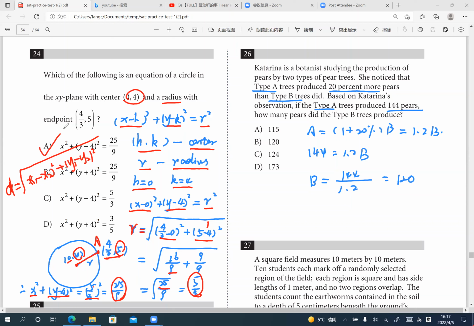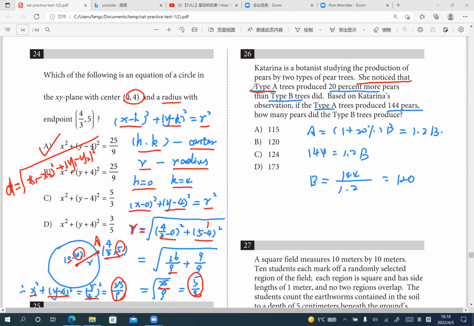Question 26. Katerina is a botanist studying the production of pears by two types of pear trees. She noticed that type A trees produced 20% more pears than type B trees did. Based on Katerina's observation, if the type A trees produced 144 pears, how many pears did the type B trees produce?